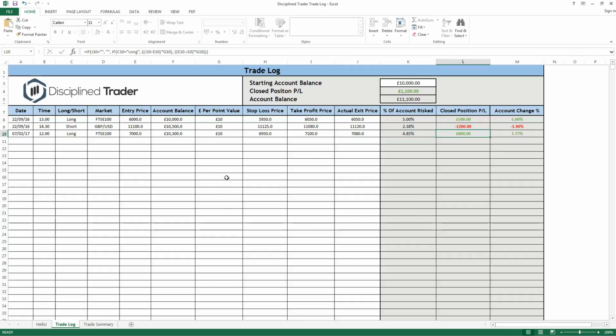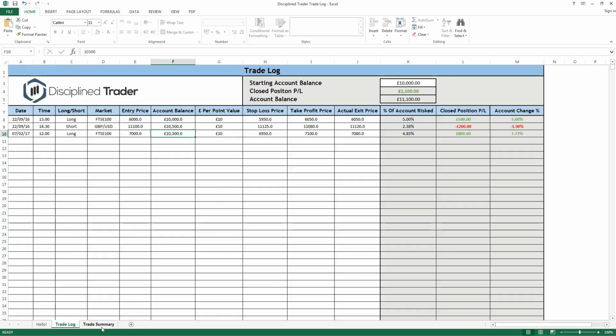The closed P&L is a similar thing. It takes the opening price and the closing price, the difference between the two, times by the position size as a percentage of the account balance. And again, this account change percentage, it takes the closed P&L and takes that as a percentage of the account balance. So that pretty much sums up this sheet here.